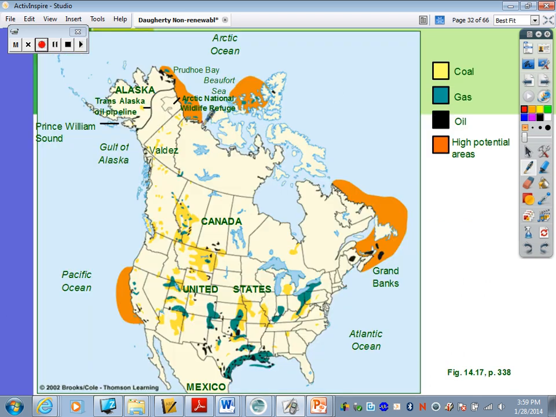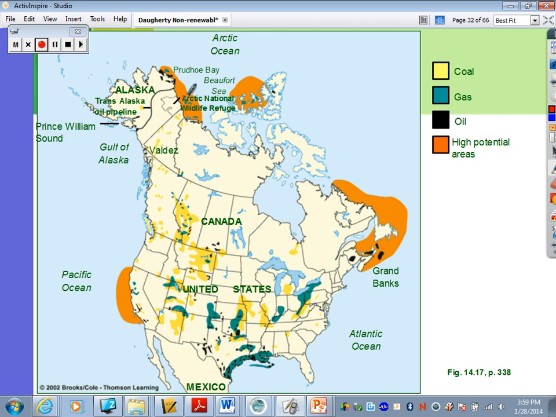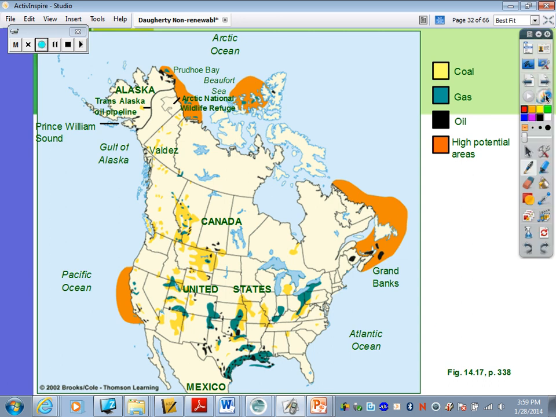Okay, so here is ANWR. And you can see the oil deposits right here. And here are some other high potential areas as well. Okay, and over here.